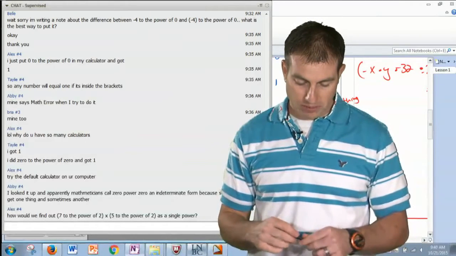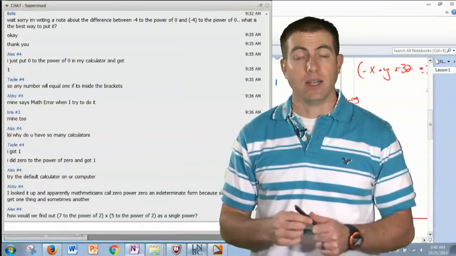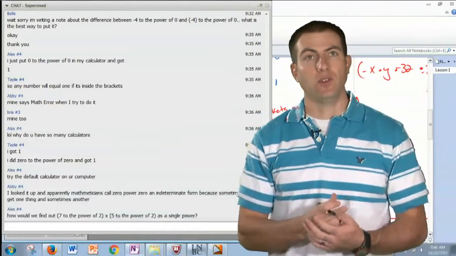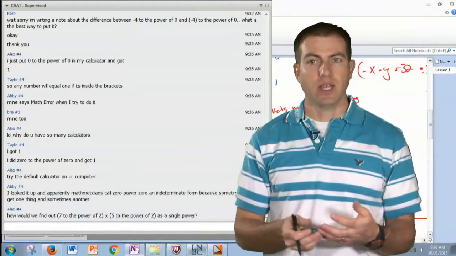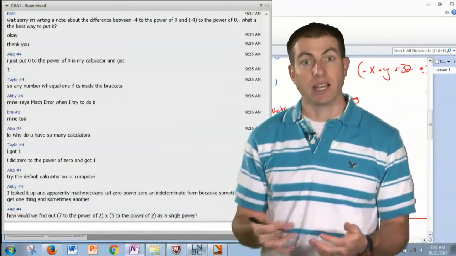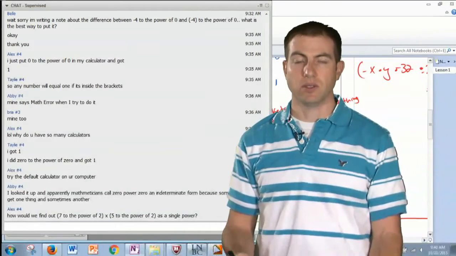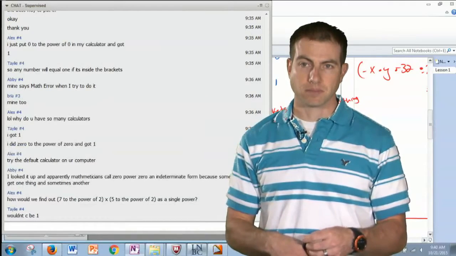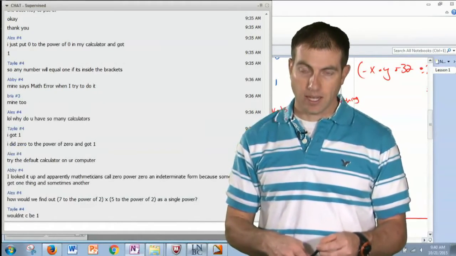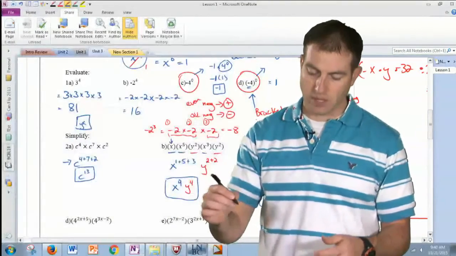Alex, how do we find 7 to the power of 2 and 5 to the power of 2 as a single power? You couldn't, because they have different bases. We can't combine them together. Because they're numbers to the power, we could actually just evaluate. We could go 7 to the power of 2 is 49, and 5 to the power of 2 is 25, and add 49 and 25 together. We could do it that way, but that wouldn't help us very much.